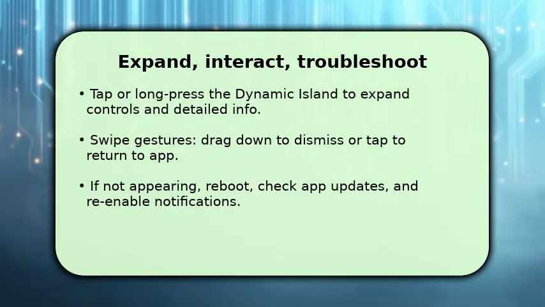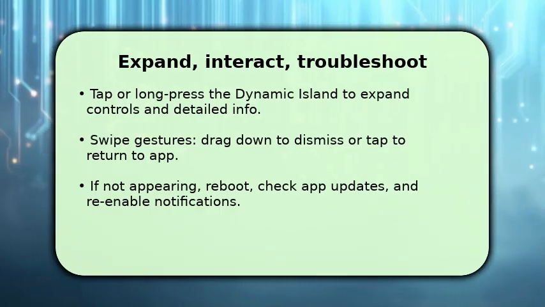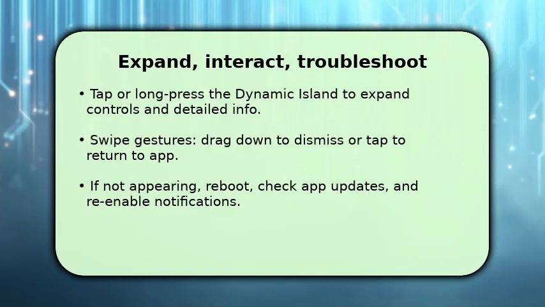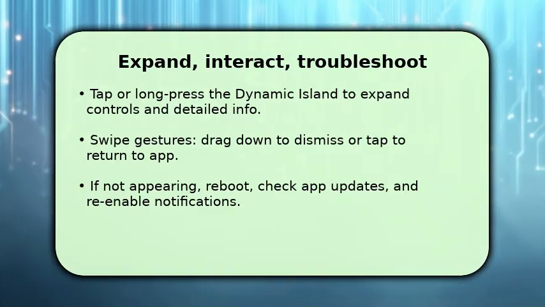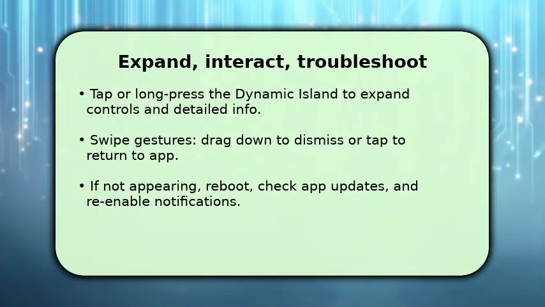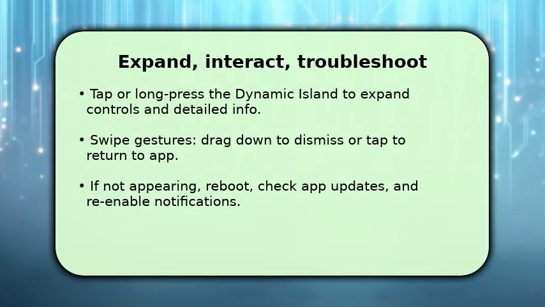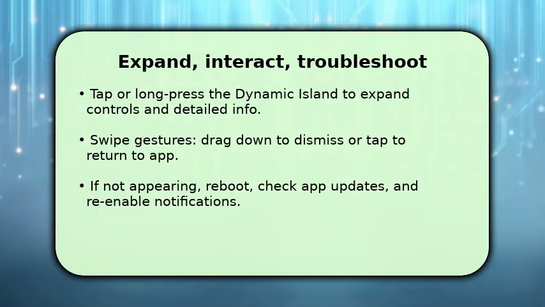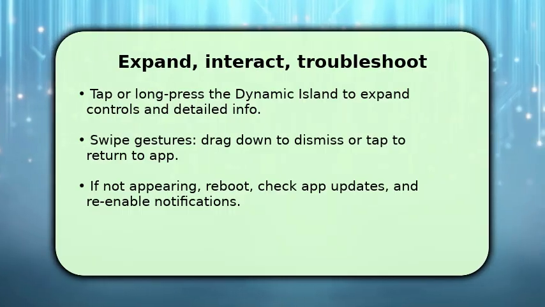If Dynamic Island fails to show, restart the phone, update the app, and recheck notification permissions. These steps usually fix visibility issues. If problems persist, reinstall the app or reset network and privacy settings. That often restores live activities and Dynamic Island behavior.